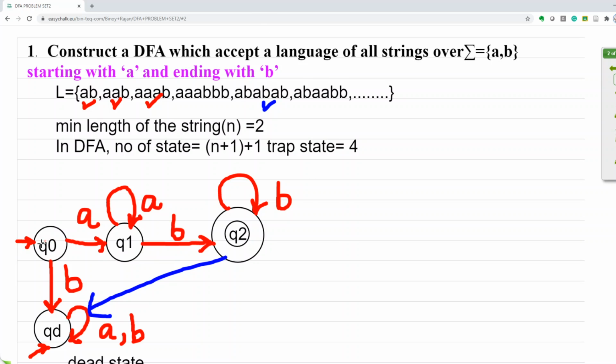Okay, so Q0 A I reached Q1, Q1 B I reached Q2, Q2 we send the A to the QD state. So ABA, I am in QD, I have a B transition, I have an A transition, I have a B transition again. So I am in the non-final state, I didn't reach the final state. But this is not possible through this construction.